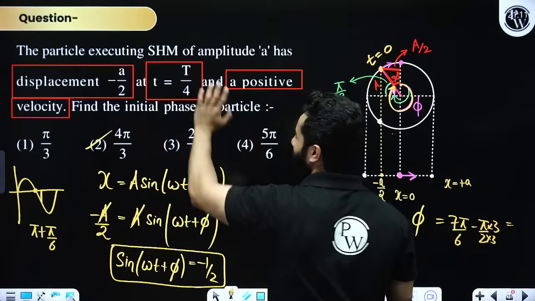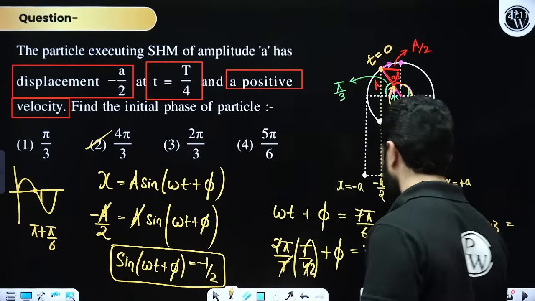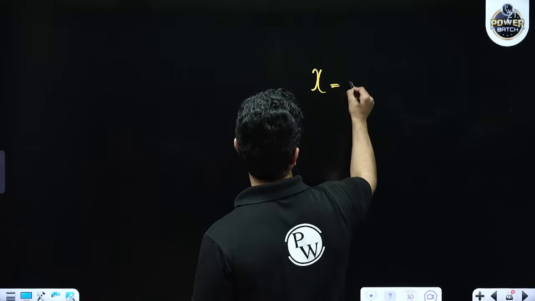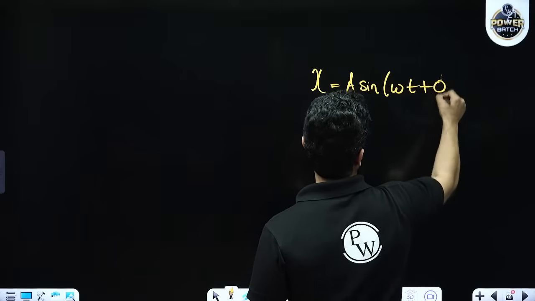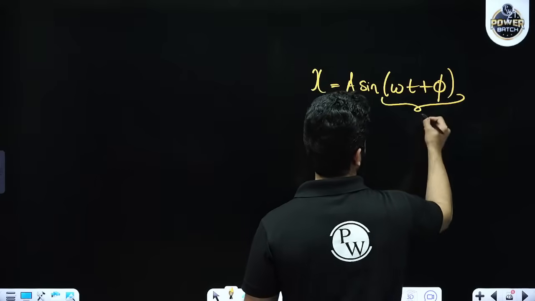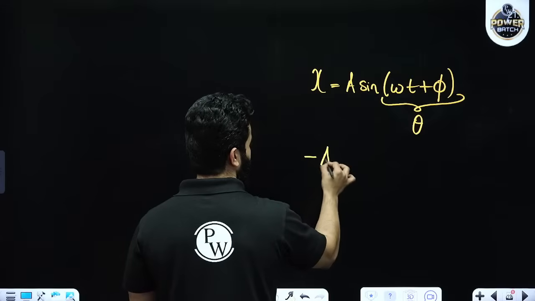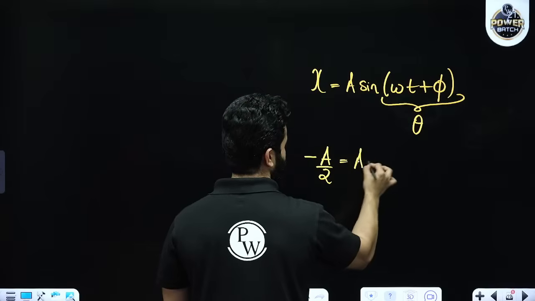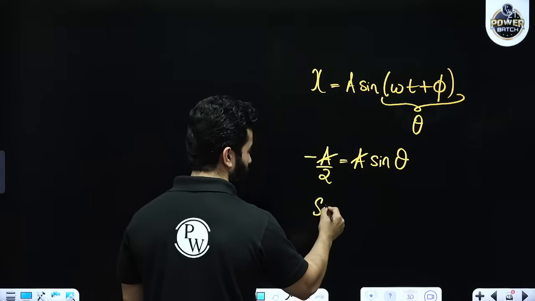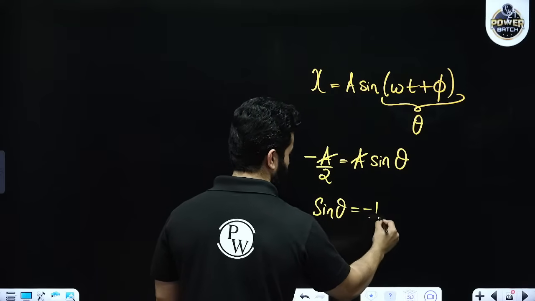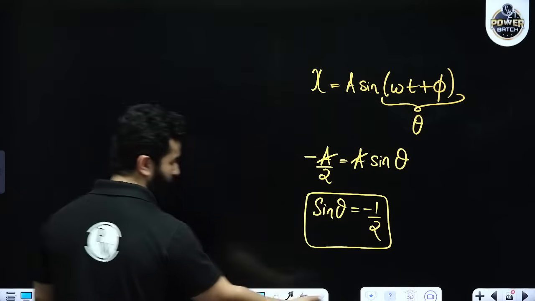But right now they are talking about T by 4, so you can use your general method. That is x equals a sine(omega t plus phi), and for a moment you can consider this entire angle to be some angle theta. So let's write minus a by 2 equals a sine theta. A and a get cancelled out. Sine theta will come out to be minus 1/2. Now we can find at what angle sine theta will give us minus 1/2.